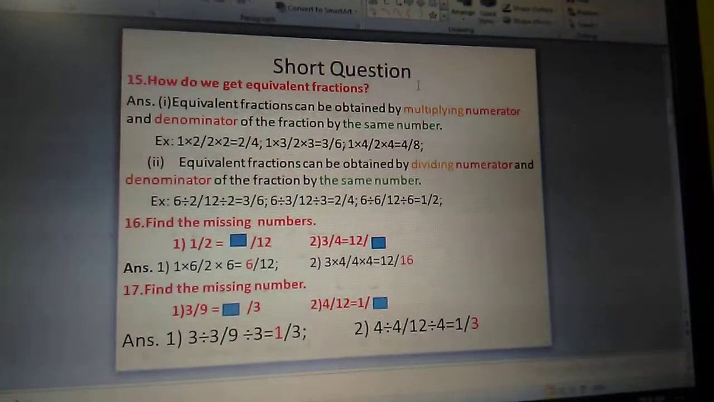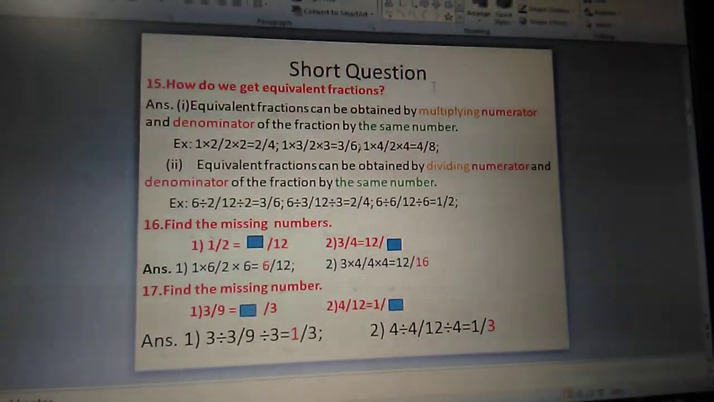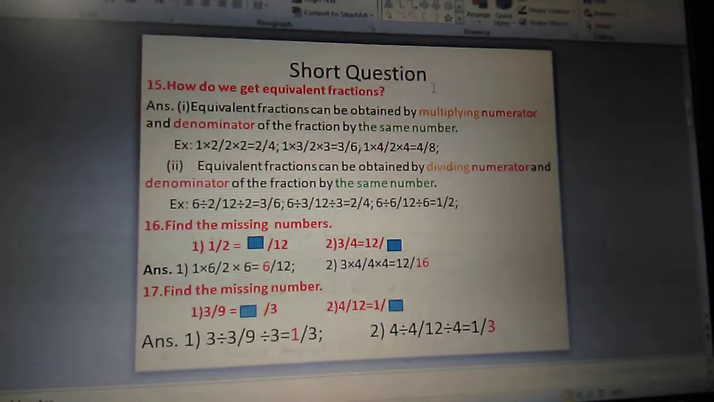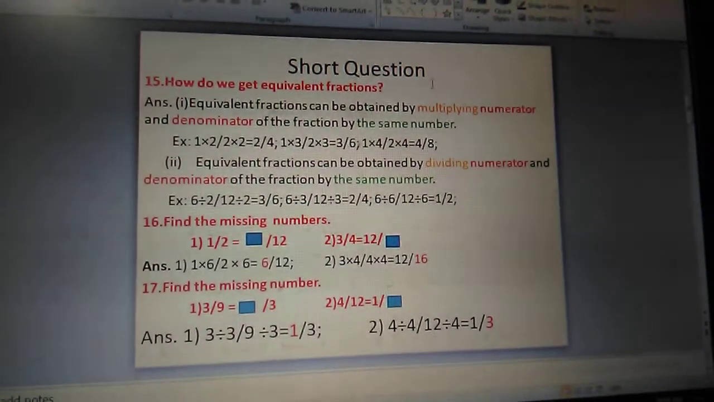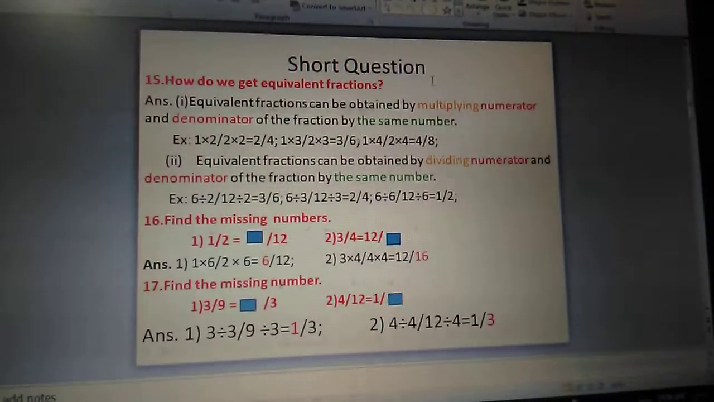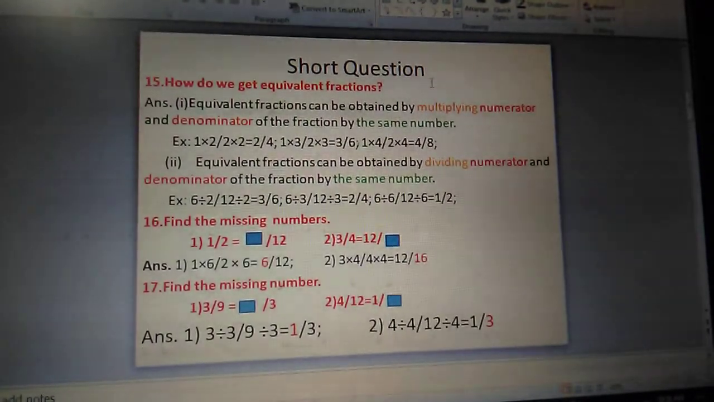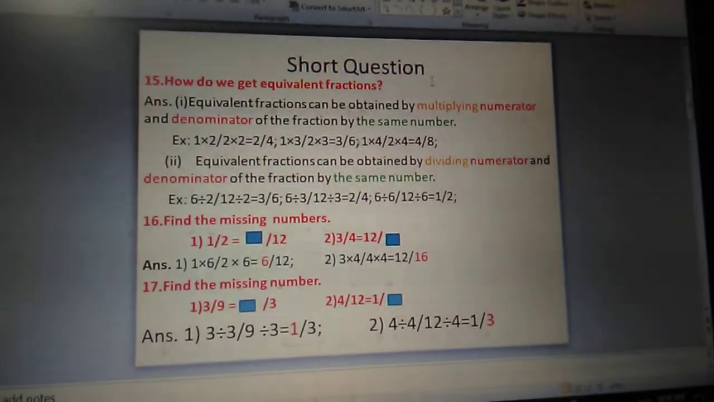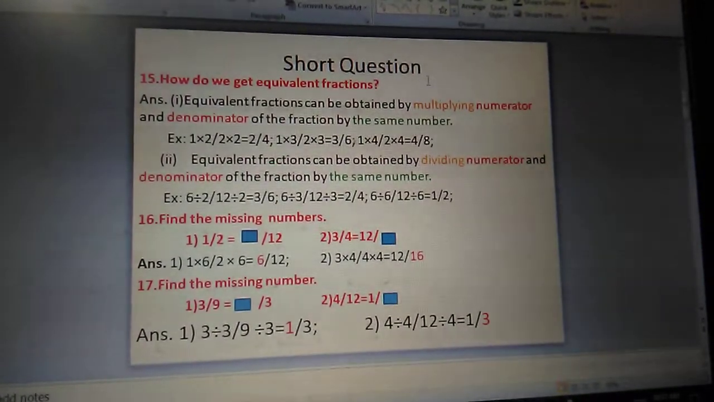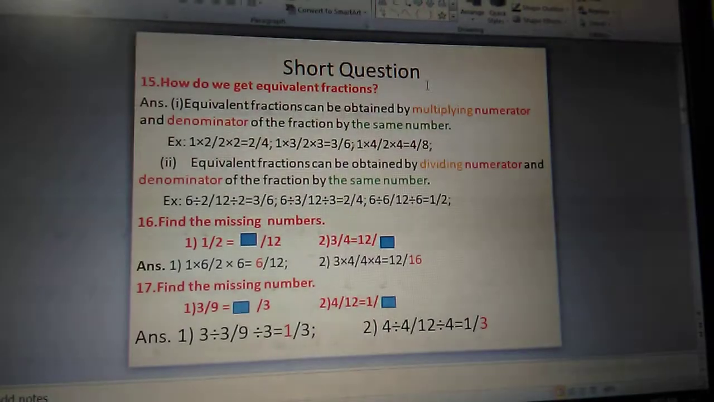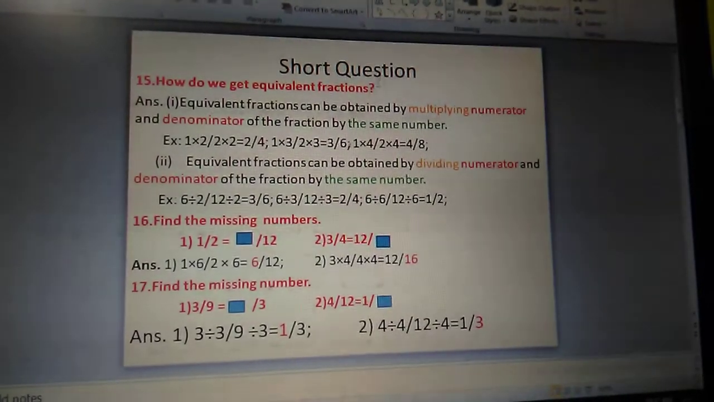That means in two ways we can get the equivalent fraction, by multiplying the numerator and the denominator of the fraction by the same number, or dividing the numerator and the denominator of the fraction by the same number. But here you have to keep in mind if the factor is divisible or not. If it is not divisible, then you multiply. If it is divisible, then you divide. So look here for the example.